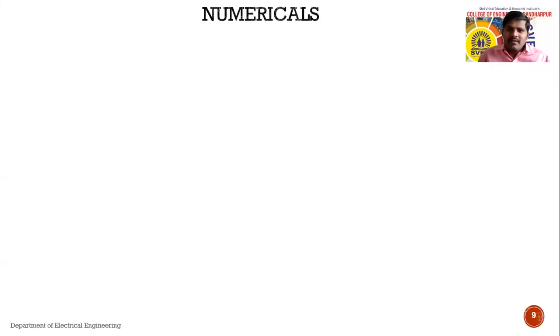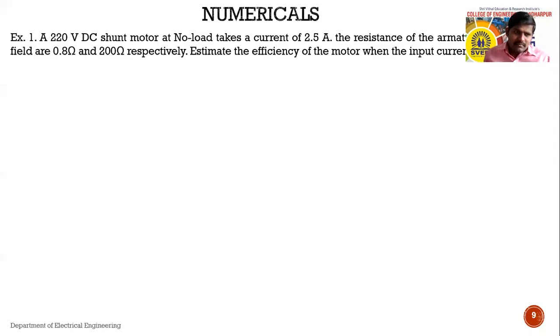Now today we will discuss numericals based on testing of DC machine, that is numericals on the Swinburne test and numericals on the Hopkinson test. We will discuss one by one the numerical for the Hopkinson test and for the Swinburne test. Okay, so take one numerical. All of you write this numerical.